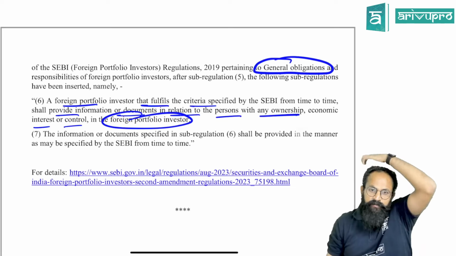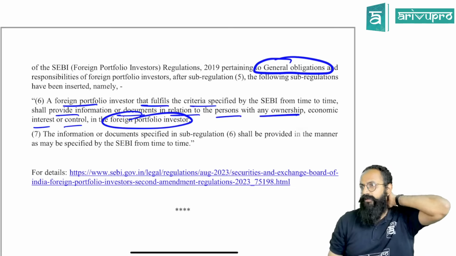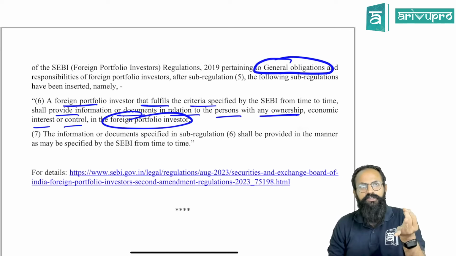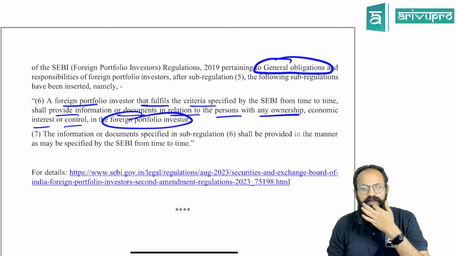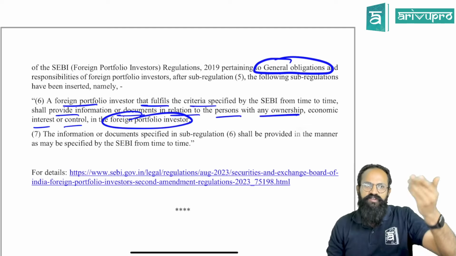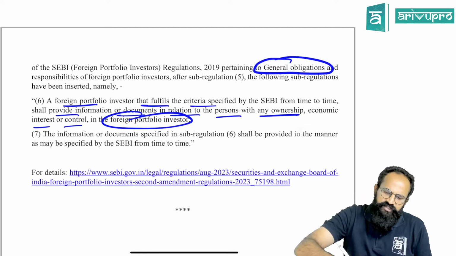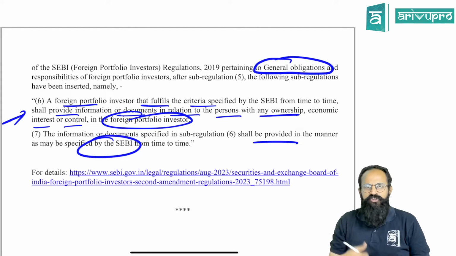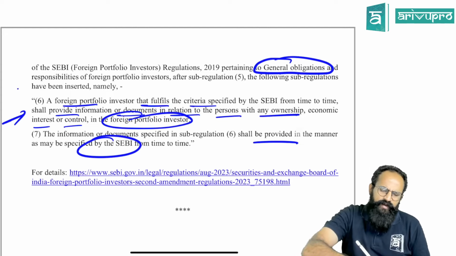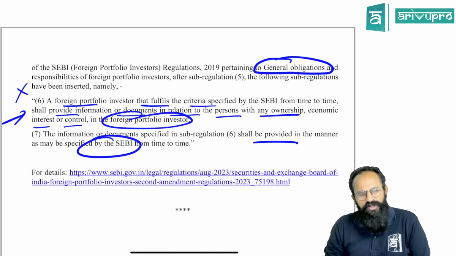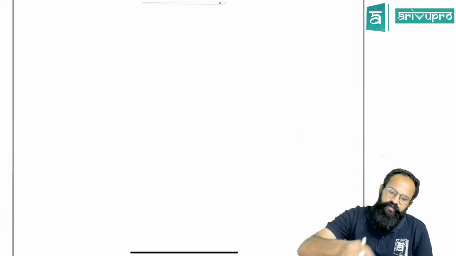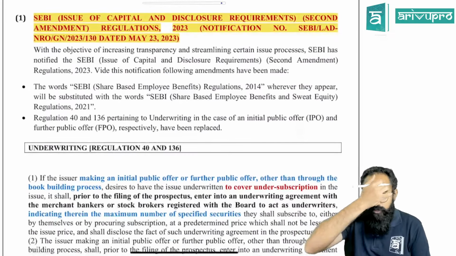FPI, from time to time, you need to give the details about the people who are the owners in you, who have the interest in you, who have the control over this FPI. You need to give it to SEBI whenever they ask. The information or documents specified here shall be provided in the manner as specified by SEBI from time to time. Whenever I ask you, you need to give it in the way I tell you to give. From our importance point of view, this is like okay. Clear? Yes, sir. Okay.